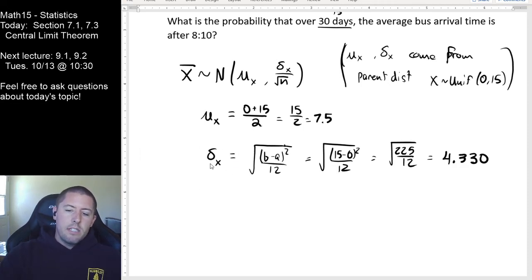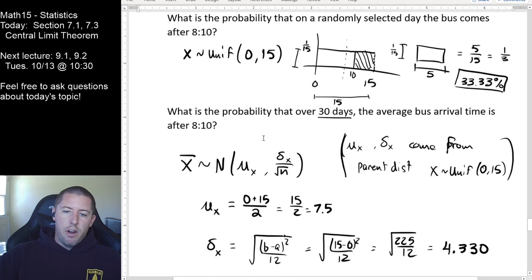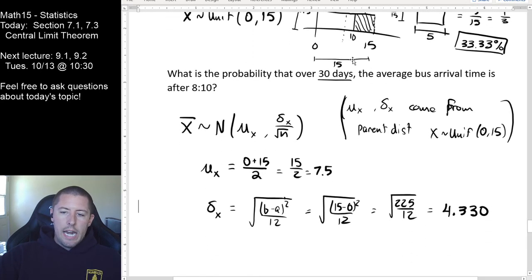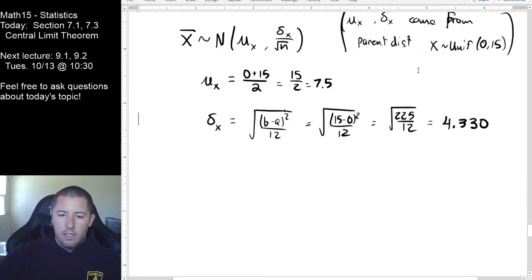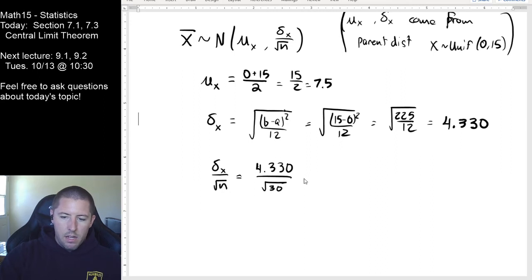So notice here, this is just the standard deviation of our original variable x. Since we are looking at an average of 30 days, we still need to divide by the square root of n. So we're still needing to get our sigma sub x over root n. This is going to be our 4.330 over the square root of the 30 trials, the 30 days that we're considering. So I'm now going to divide this by the square root of 30 as well, and I'm going to get 0.7906. So here's where we're at.